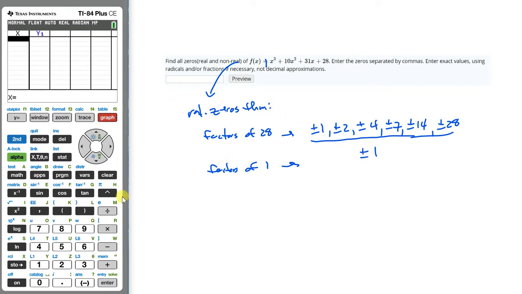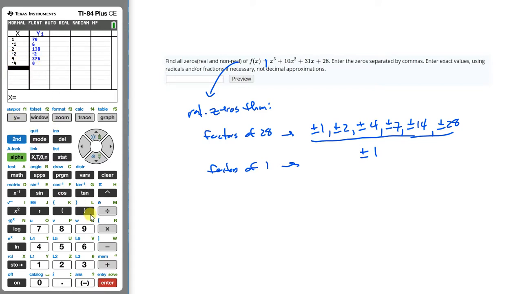Plus 1 and minus 1. Let's see if those are zeros. So I'm going to type 1 in. Nope, it's not a 0 because it didn't make the function 0. How about minus 1? Nope, not a 0. How about 2? Nope. How about negative 2? Oh, getting close. How about 4? Nope. How about negative 4? Haha. Okay, ding, ding, ding. Right, negative 4 is a 0.